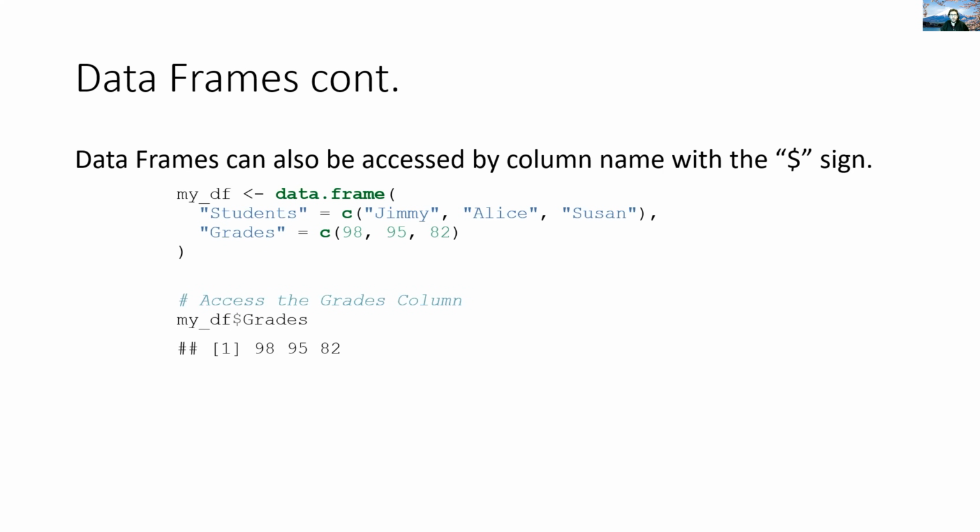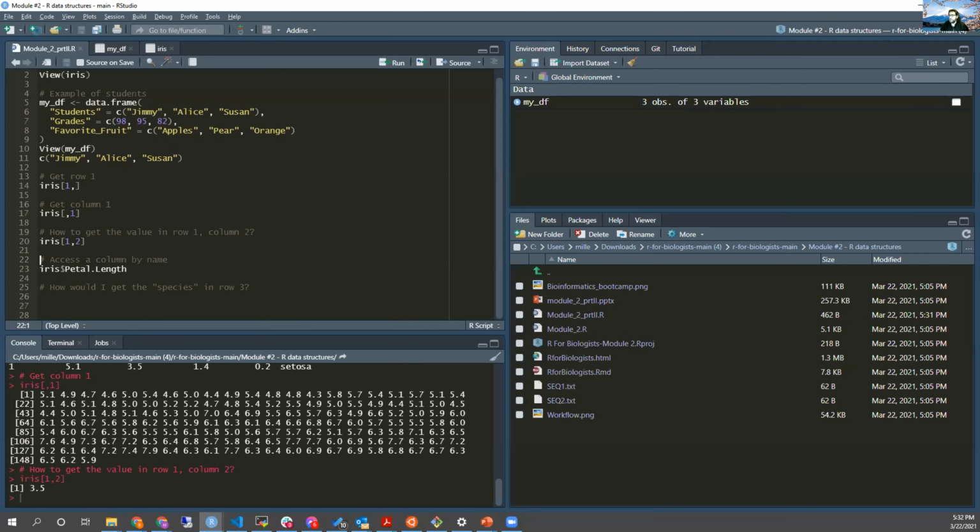Okay. Let's look at iris now. Let's say that we wanted to access the entire petal length column. It's pretty easy to do. You just add the $ sign and then petal length afterwards.